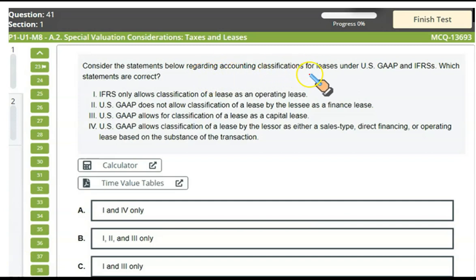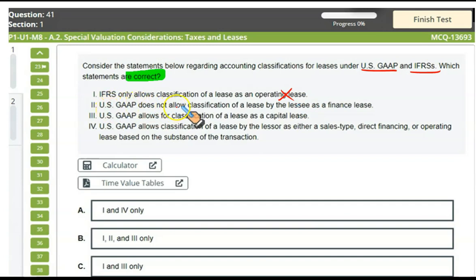Consider the statements below regarding accounting classification for leases under the US GAAP and under the IFRS. Which of the statements is correct? First, IFRS only allows classification of lease as an operating lease. Wrong. Operating lease classification is available both in IFRS and US GAAP.